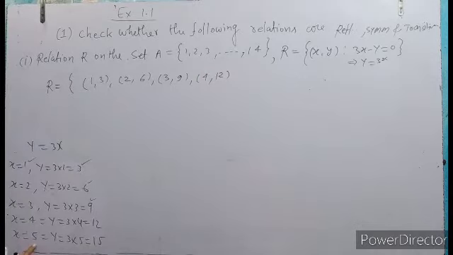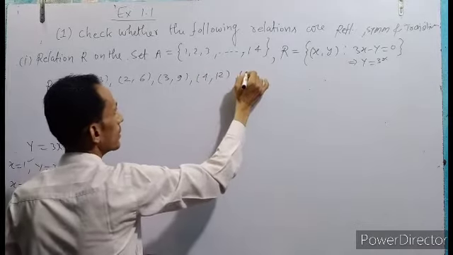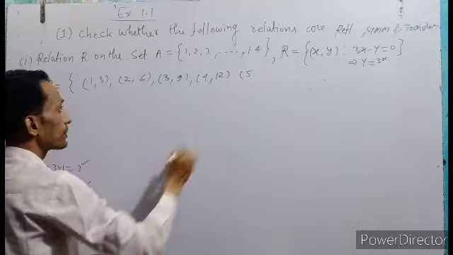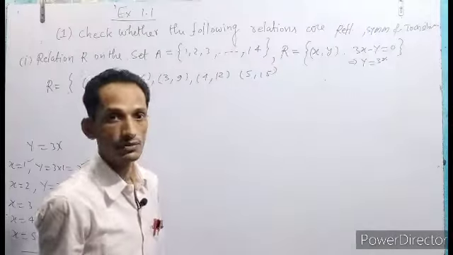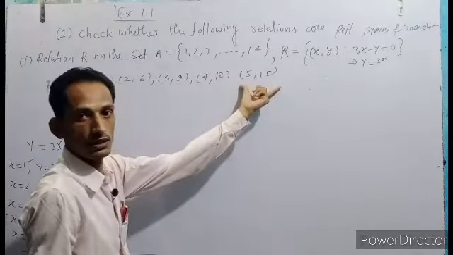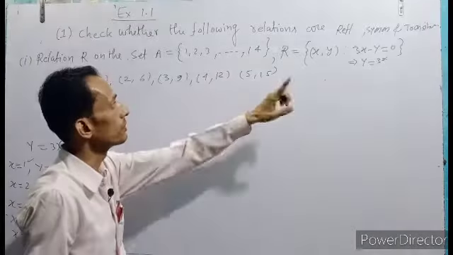If we take 5, see that, what is the value? 15. You can see that 15 is going outside from the set A. That cannot be under the relation. So we have to remove this one.